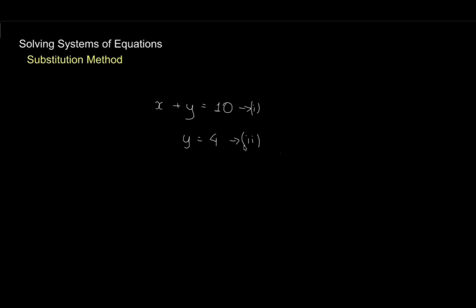Putting the value of y as 4 in equation 1 becomes x plus 4 equals 10. Now we only have one letter, x. How do we find x? Let's subtract 4 from both sides. On the left side, 4 and 4 cancel out, so we are left with x. And on the right side, 10 minus 4 is 6. So the value of x is 6 and y is 4.